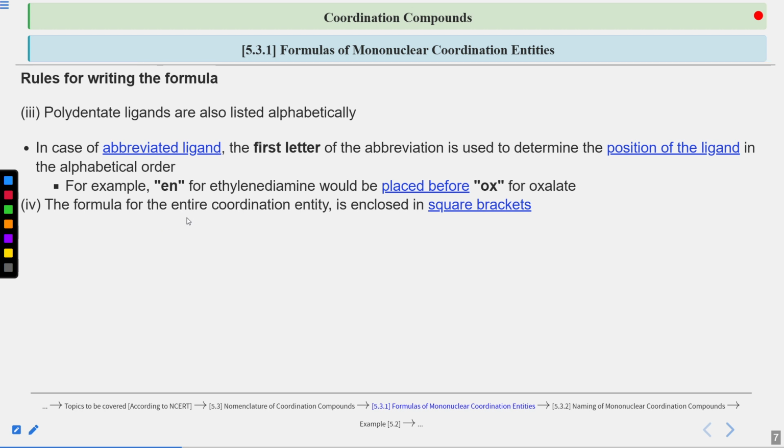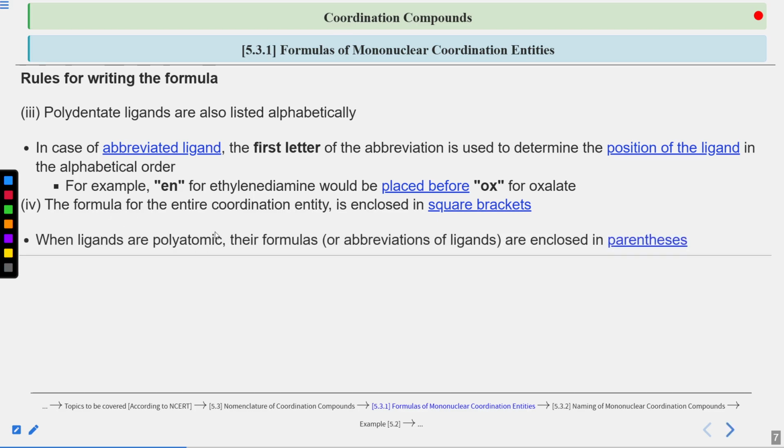The formula for the entire coordination entity is enclosed in square brackets. Fourth rule while writing the formula is that the formula you write for the entire coordination entity, you have to enclose it in square brackets.